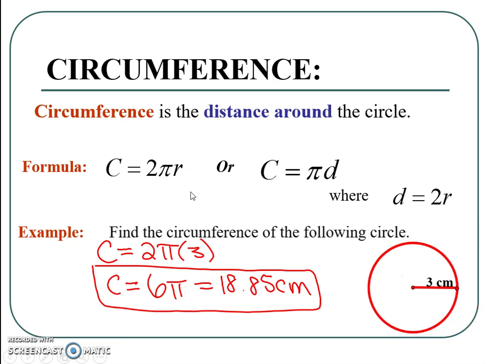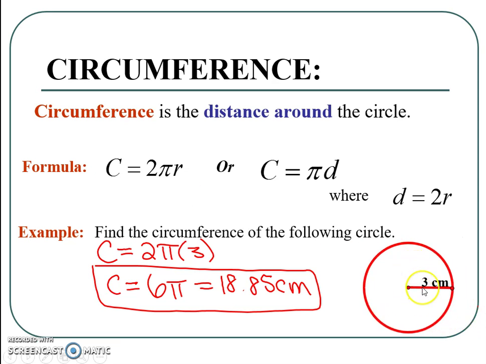So when you find a circumference of circle, the radius is 3, so you can put it in 2 pi r, put 3 into r, or you can use diameter, which is 2 times r, so the diameter will be 6, so you can do pi times diameter. Here you have c equals 2 pi r, and 2 times 3 is 6 pi. 6 pi is 18.85 centimeters.